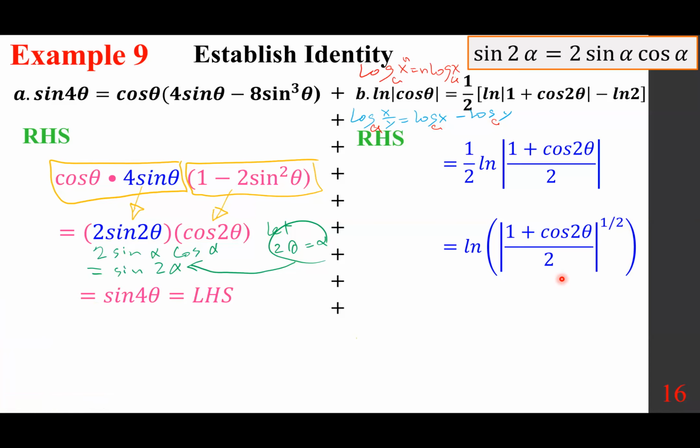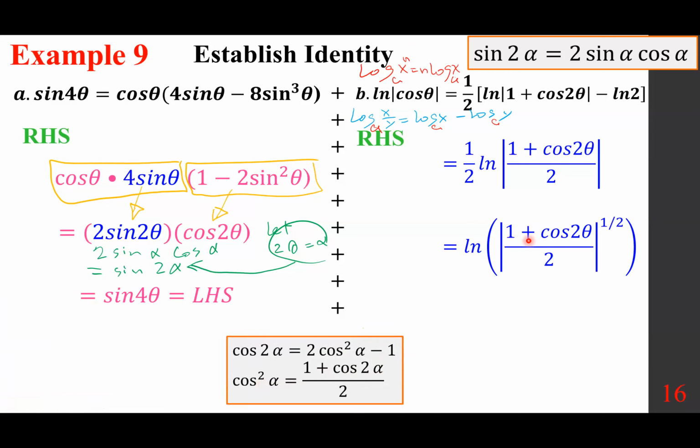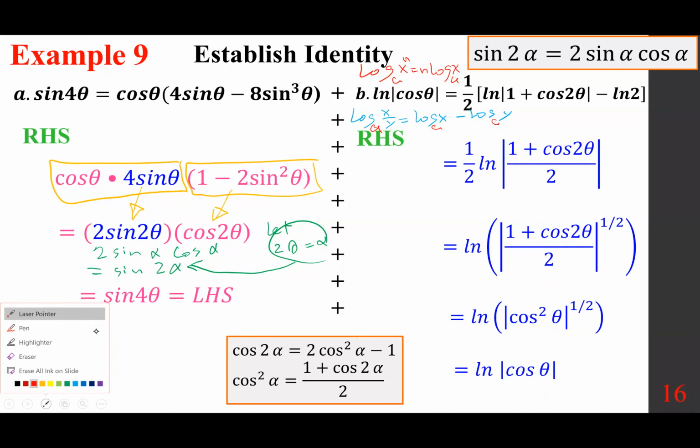As you know, 1 plus cosine 2 alpha over 2 is cosine squared. So this part is cosine squared of theta. Cosine squared to the power of 1/2, they cancel each other. It's just a cosine. So believe it or not, that is the proof, and that is the left-hand side. Now, this question is an interesting question because it involves a lot of trigonometric identities as well as logarithmic properties. So you want to make sure you remember all the logarithmic properties. It makes it nice and easy.